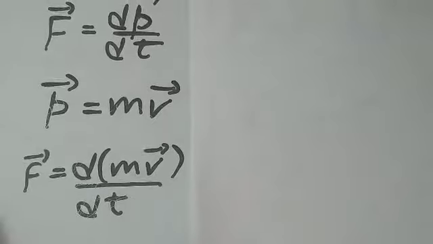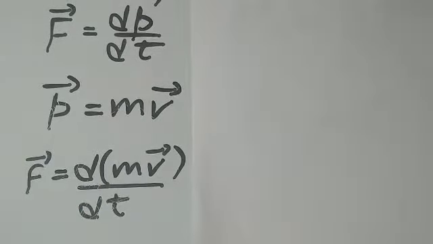Many teachers say the correct form of Newton's second law is F is equal to dp by dt, where p is momentum. What is momentum? Momentum is p is equal to mv. We are going to prove that this form of Newton's second law is identical to the form F is equal to ma. How will we do that? We will pick this p and put it over here. What will that give us? That will give us F is equal to d(mv) by dt.